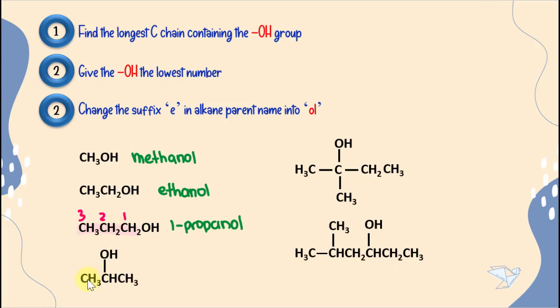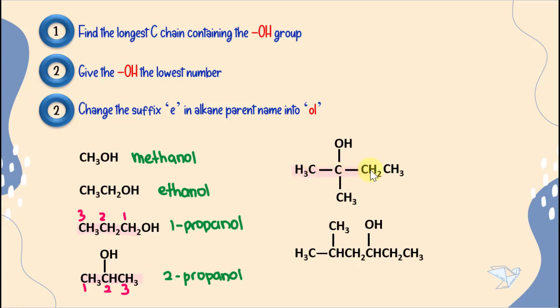And for this structure, this is our longest carbon chain. Since the position of the OH group is the same from both ends, it doesn't matter whether you number it from left to right or right to left. Let's say I'll number it from left to right. Now the position of the OH group is on the second carbon, so the name will become 2-propanol.